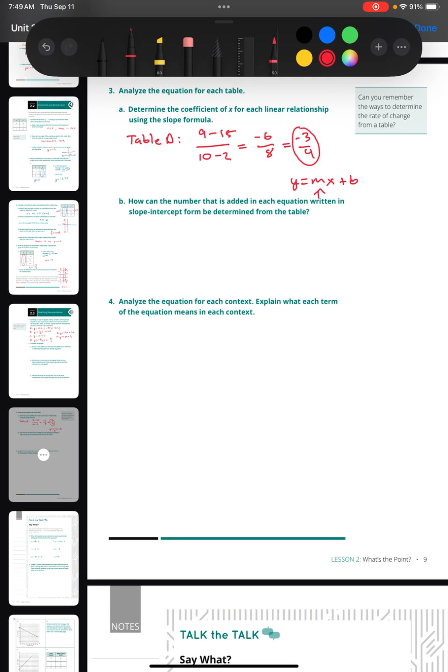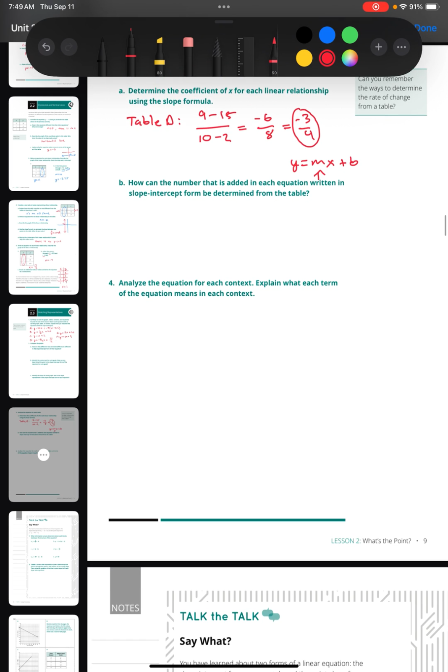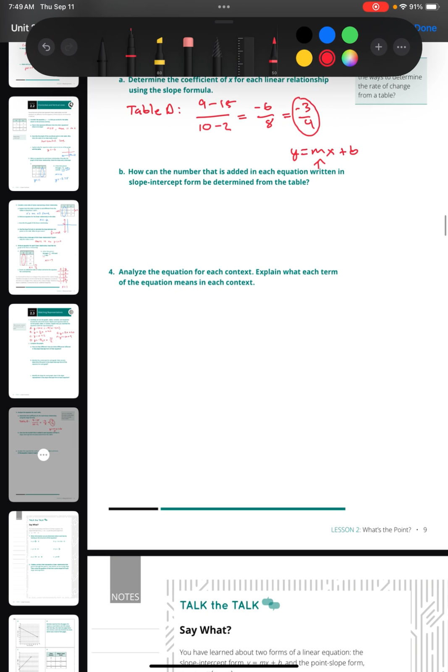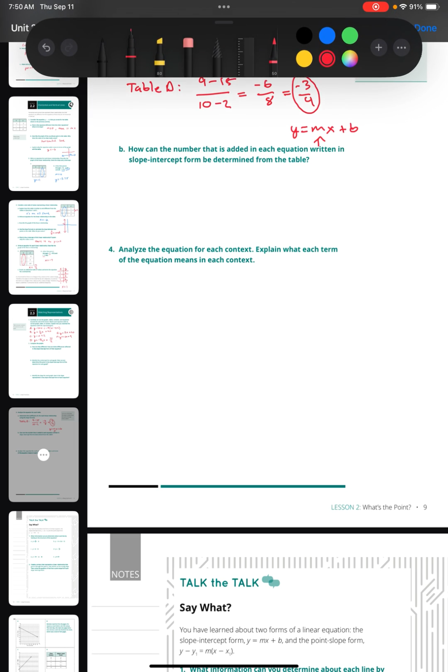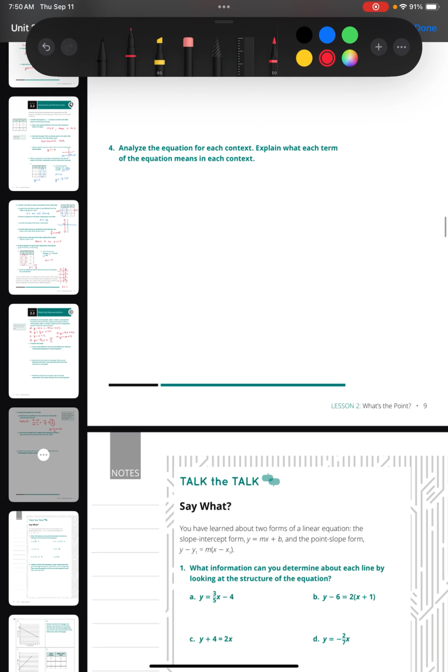Same with B and 4. How can the number that is added in each equation written in slope-intercept form be determined from the table? And then 4, analyze the equation for each context, explain each term of the equation and what each one means. So just analyzing those graphs, making your observations, and again, that's what we will discuss in class.